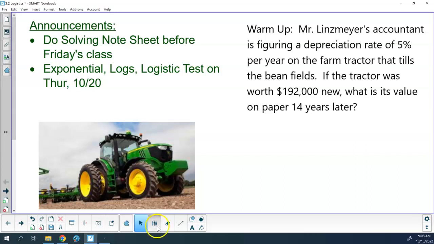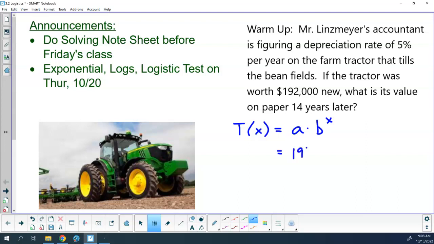Okay, well, we can make ourselves a T of X, we'll say. Value of the tractor is equal to A times B to the X power. What is A? 192,000. What is B? 0.95, because 5% in terms of the decimal is 0.05. Since it's depreciating, that means it's going down, so we subtract it from 1.